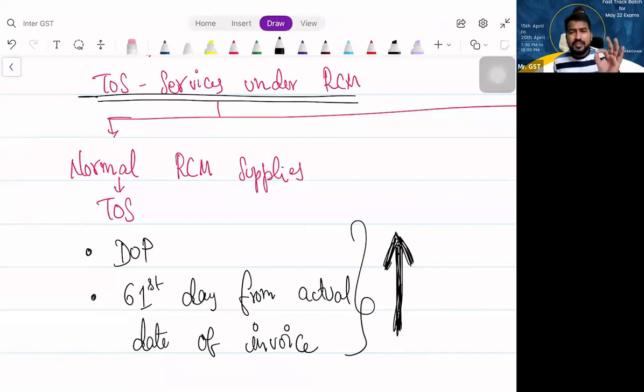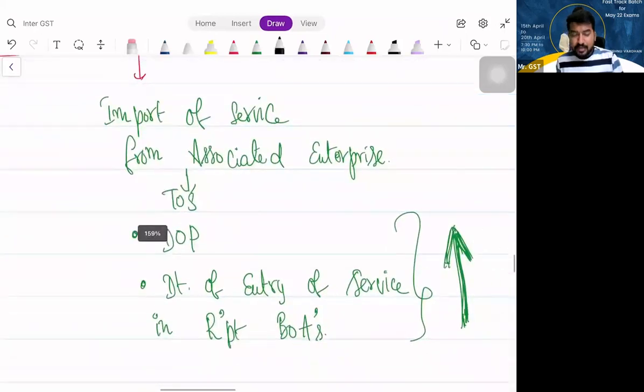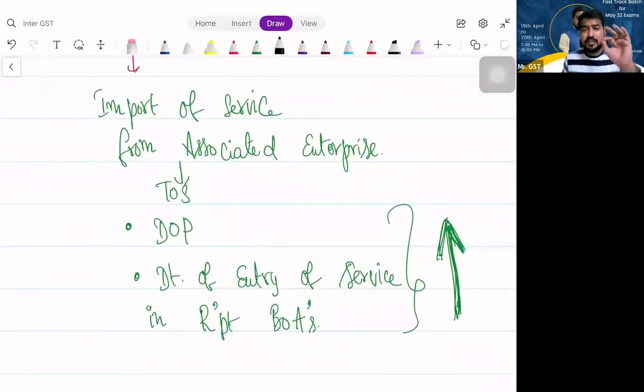Right. Here, one small addition. If I am importing services from my associated enterprise, which is located outside India, who is liable to pay GST?